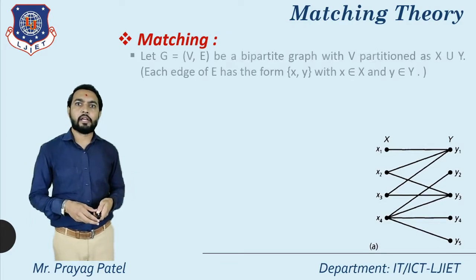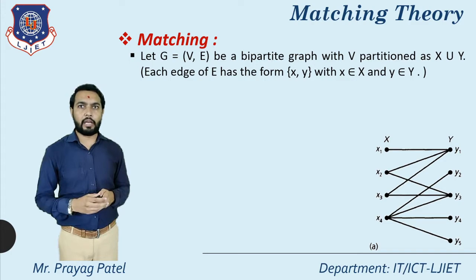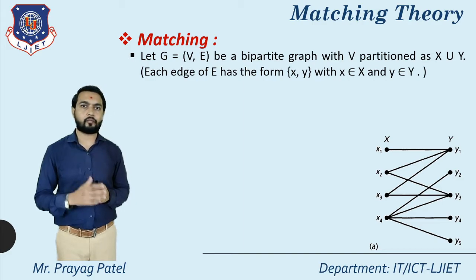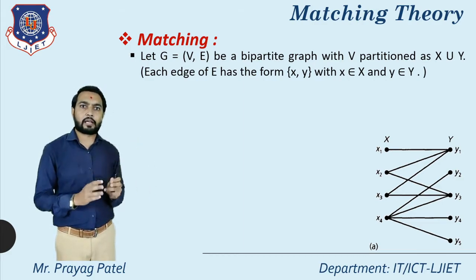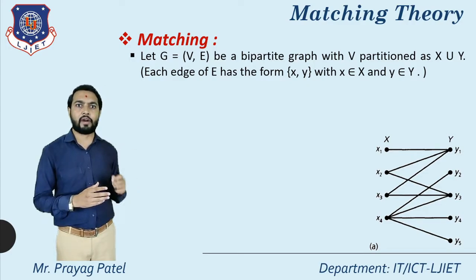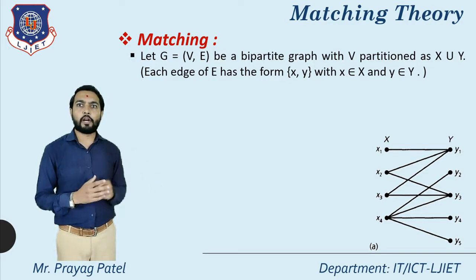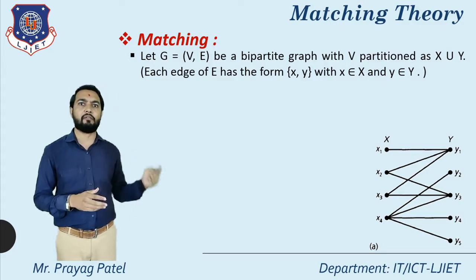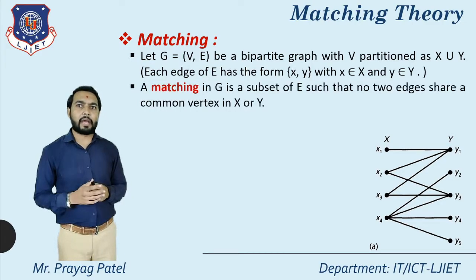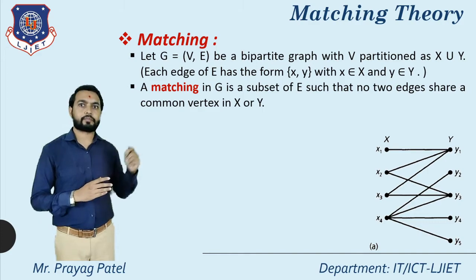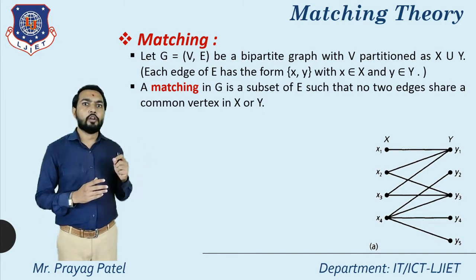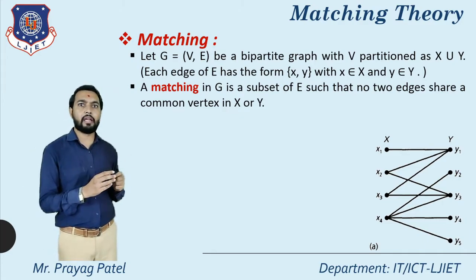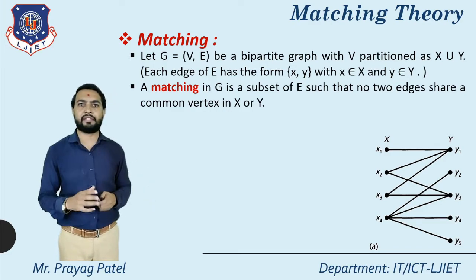Now in matching, let G equal to (V, E) be a bipartite graph with V partitioned as X union Y. X is the first set, X1, X2, X3, X4, and Y is the second set, Y1, Y2 up to Y5. Each edge of E has the form xy with x belonging to X and y belonging to Y. What is a matching? A matching in G is a subset of E such that no two edges share a common vertex in X or Y. So no sharing of a vertex is possible in matching.